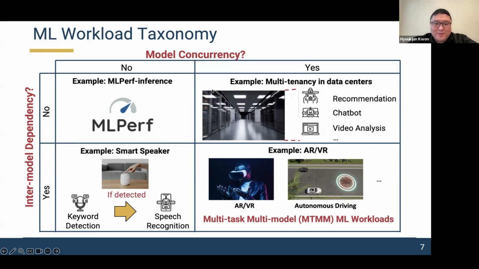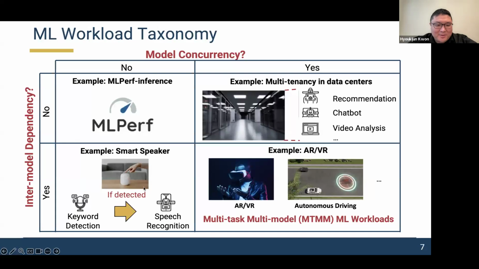And we moved on to the multi-tenancy era. In the data center, we ran a lot of single-model inference workloads, which include recommendation, chatbot, and video analysis. There were many applications. But in the early era, there was no complex intermodal interaction. We just used a single model for a single task.